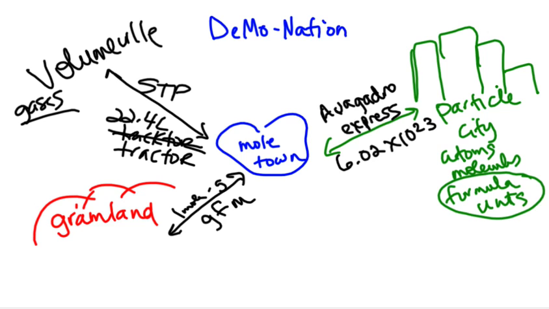All right, we're not going to go there, though, to Volumeville just yet. There's also other ways to get there. Remember PV equals nRT? That's from moles to volume as well, using that formula. Lots of different ways to do that, but we're just focusing right now on Gramland, Mole Town, and Particle City.